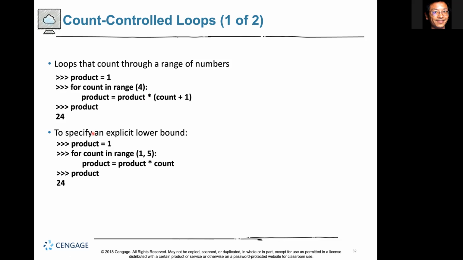And to specify an explicit lower bound, that basically means where you're going to start. Instead of this, you don't want to start from 0. You want to start from 1 instead. So you can do it this way. If it's range of 1, 5, you have 2 arguments here. The first number is the start, the second number is the stop. So the start number is 1, but it will stop at 5. It will not include 5. So it will be 1, 2, 3, 4. It will be a sequence of those 4 numbers. So during each iteration, count is going to be assigned one of those numbers sequentially. Okay, this is how this for loop works.